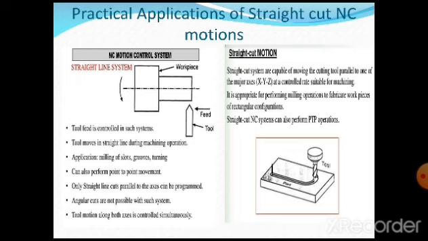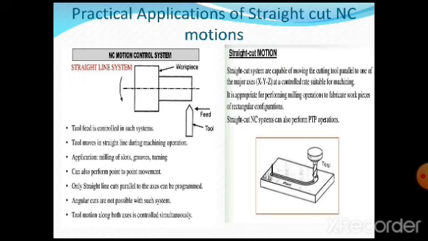Again, as you are going to see very clearly, let us have an understanding of the NC motion control system. In that, you are going to see the straight line system applications. Tool feed is controlled in such systems. As you are going to see, the feed is given to the cutting tool. Tool moves in a straight line during machining operations. See how the tool is moving? The tool is moving in a straight line. That means it is moving in a single axis.